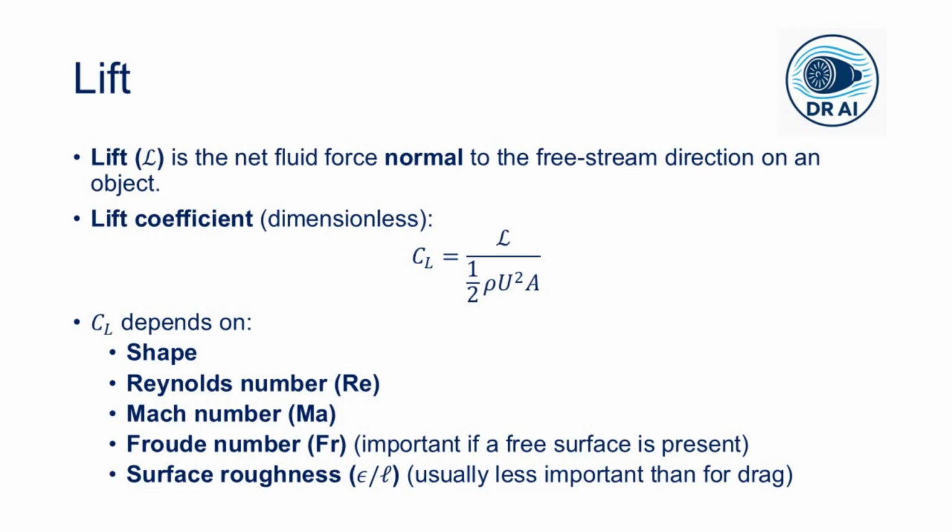But in practice, shape is by far the most important one. Reynolds number effects are often minor for lift at very high Reynolds number values, but Mach number matters only at high subsonic and supersonic speeds. Froude number matters only for surfaces near a free surface like hydrofoils, and surface roughness typically affects the drag much more than the lift. So the primary way we control lift is by changing the shape, either through the design of the airfoil itself or by changing its orientation relative to the flow.